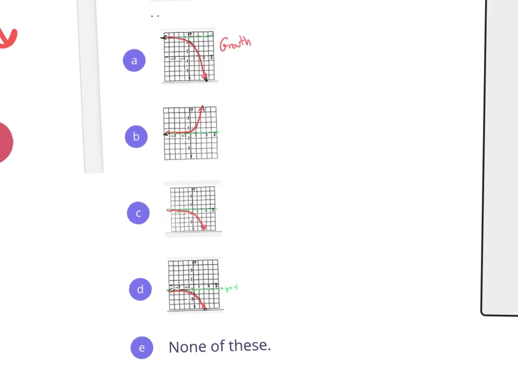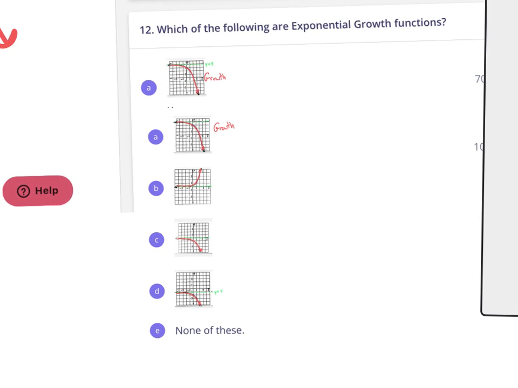So technically, every single one of these is growth: A, B, C, and D. Oh, wait a minute. Glitch. Yeah, here's the glitching I'm talking about. A. Yeah, both are the same. They're both growth. Growth, growth, growth, growth. They're all growing away from the asymptote from left to right.